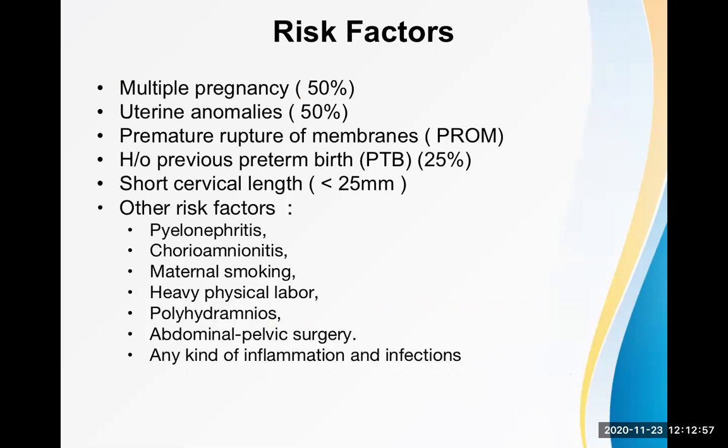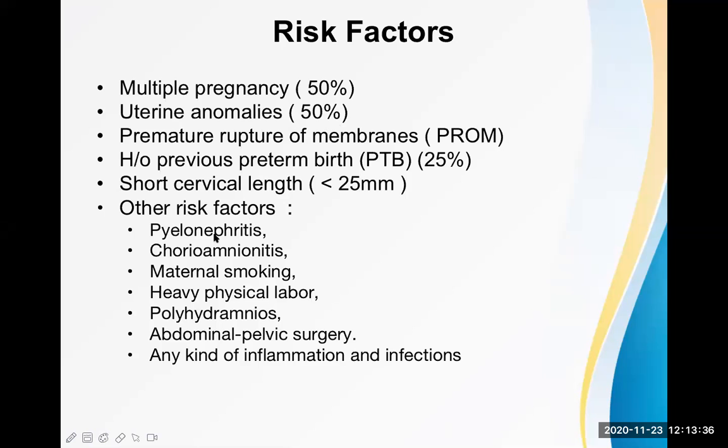If these risk factors are present, there is a high chance of preterm labor. Multiple pregnancy, twins, triplets, quadruplets: the chance is almost 50%. Uterine anomaly, such as septate uterus, uterus didelphys, unicornuate uterus: these are different examples, again a high chance. Premature rupture of membrane, high chance. History of previous preterm birth, high chance. Short cervical length, less than 30 millimeters, high chance, but if less than 25 millimeters, definitely increased risk.